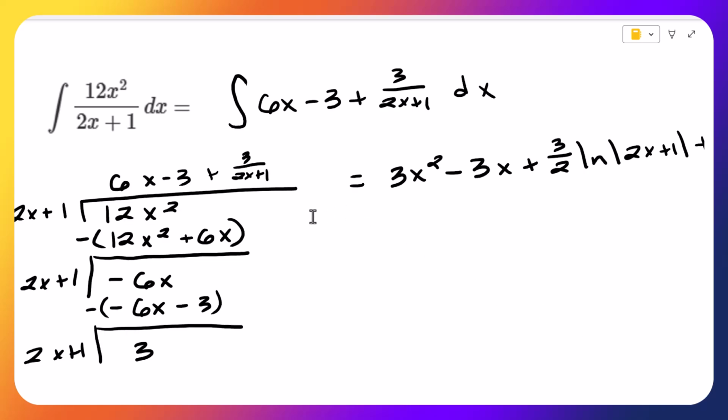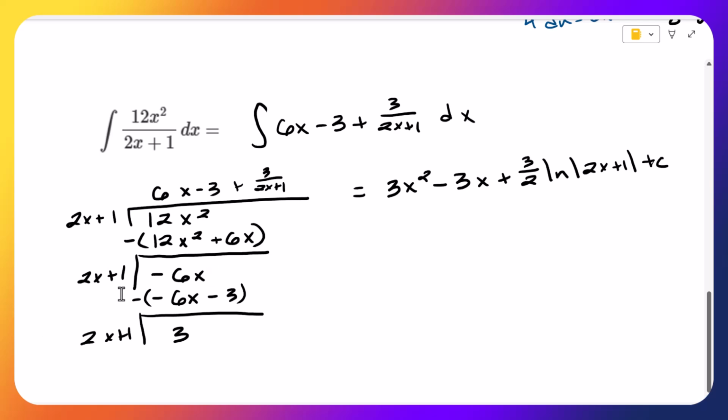Okay, and I worked through this one here. When I did my long division, I end up with 6x minus 3 plus 3 over 2x plus 1. And I do the antiderivative of that. The antiderivative of 6x is 3x squared. The antiderivative of negative 3 is negative 3x. The antiderivative of 3 over 2x plus 1 is 3 over 2 times the natural log of 2x plus 1. And you should use a u sub here, by the way. I didn't show it this time, but you should have used a u sub to get the integral here.